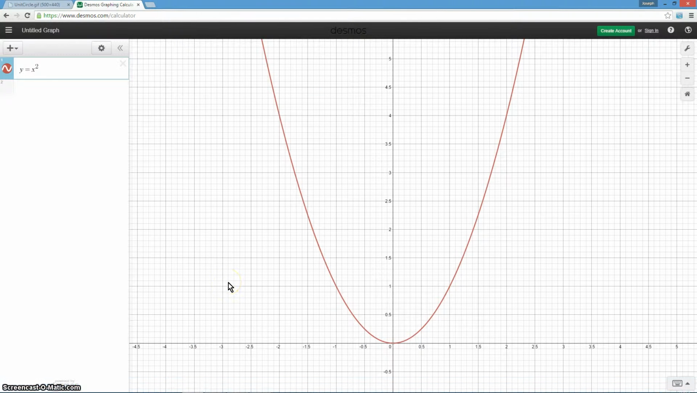So again, we were looking at y equals x squared. Now, that is a parabola that is opening upwards. This is a function that you should already know or be familiar with from Algebra 1 and Algebra 2. It is a quadratic parent function.